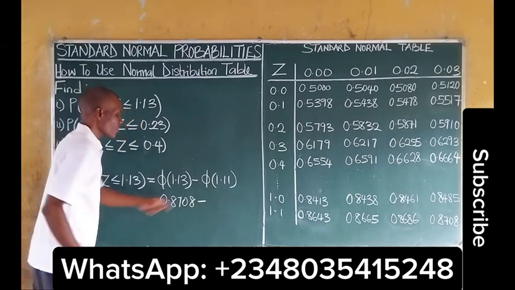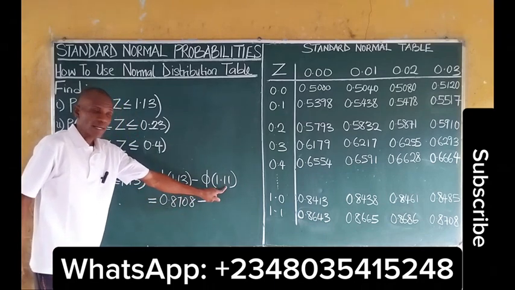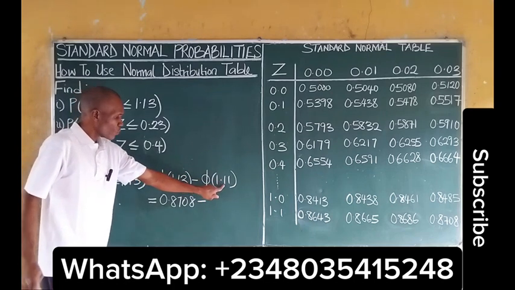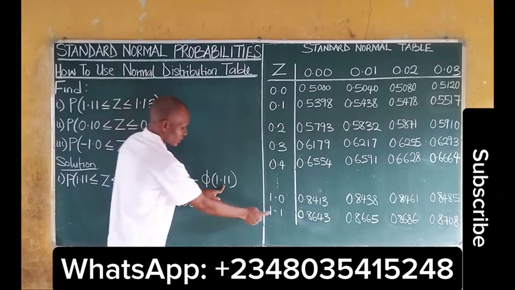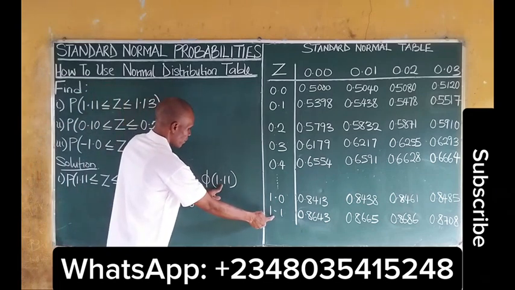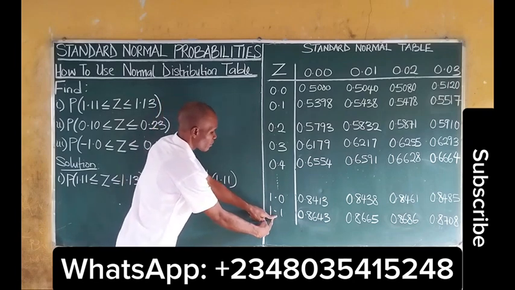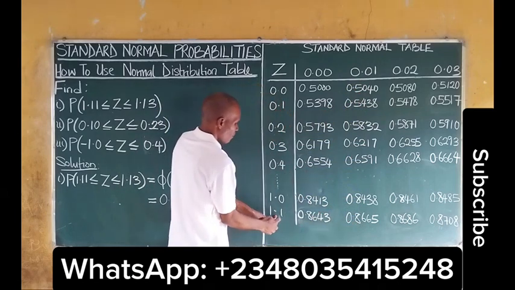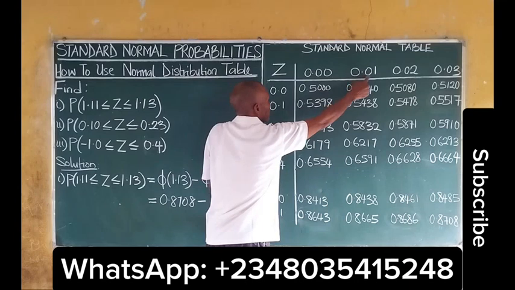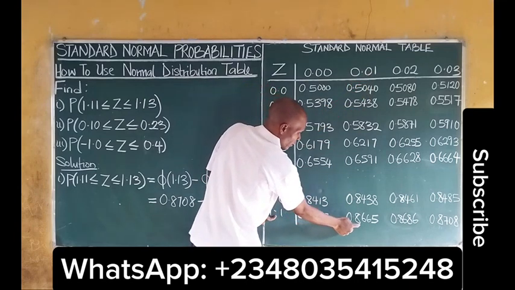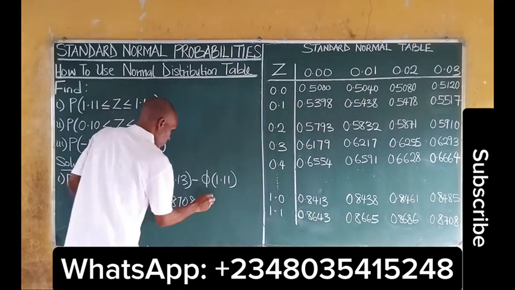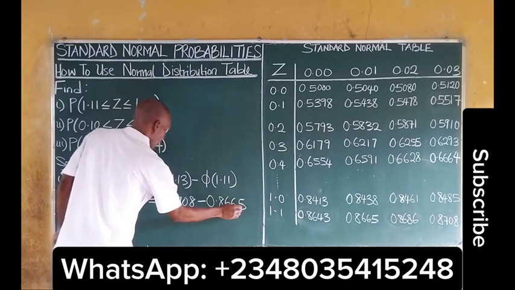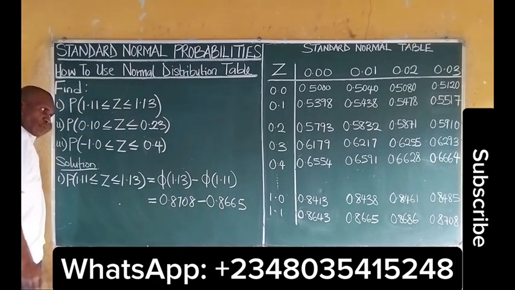0.8708 minus 1.1 under 0.01. 1.1, that is what you look for first. This is 1.1 under 0.01. Where is 0.01? We have it here. So this is the number that intersects 1.1 and 0.01. So we have 0.8665.